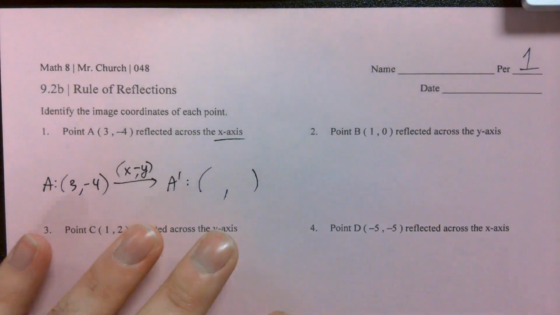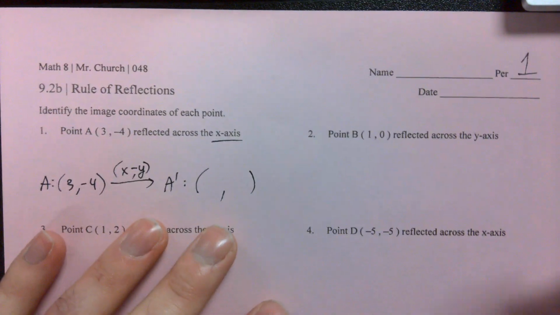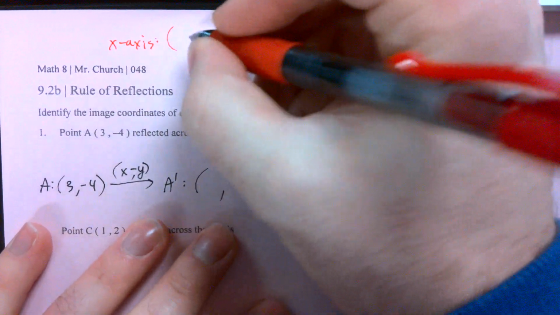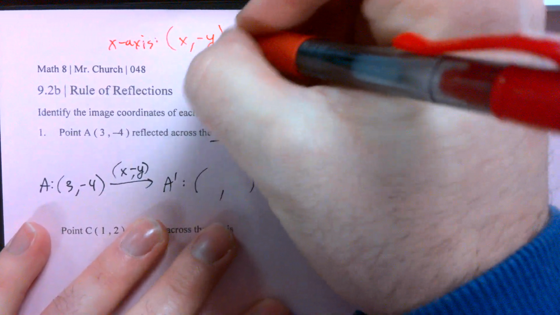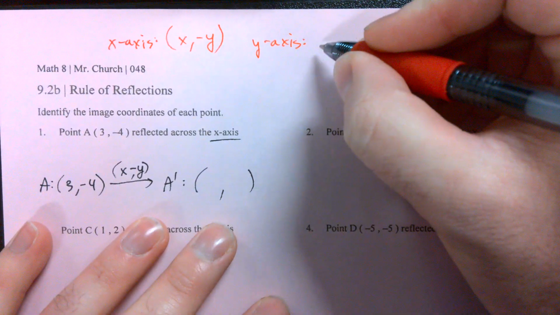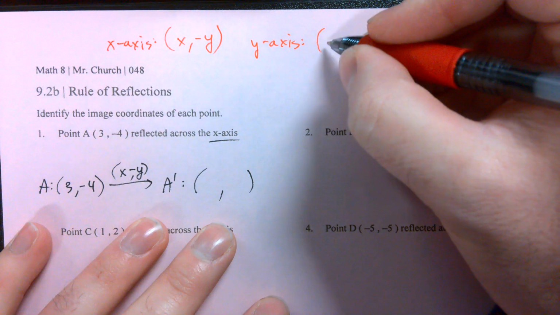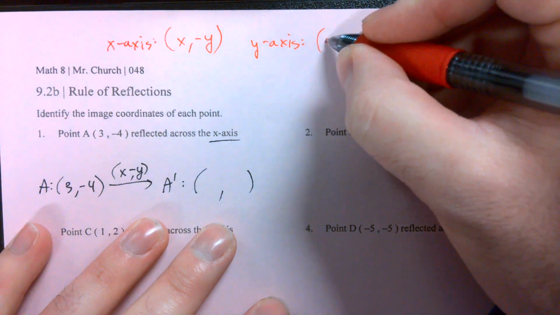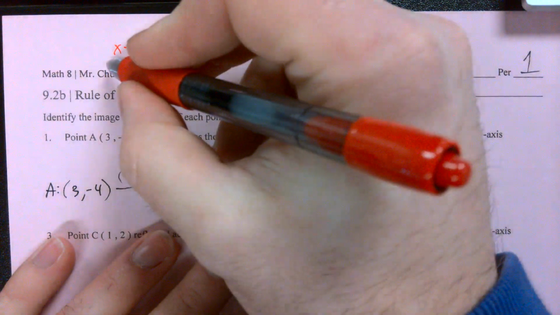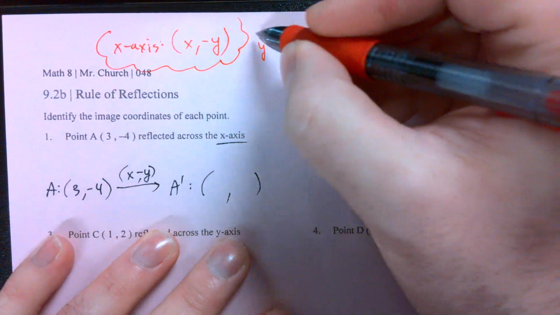Reflections, there's only two rules that we need to remember and worry about. If we're reflecting across the x-axis, my rule is x, negative y. If we're reflecting across the y-axis, my rule is negative x, comma y. So those are my two different rules.